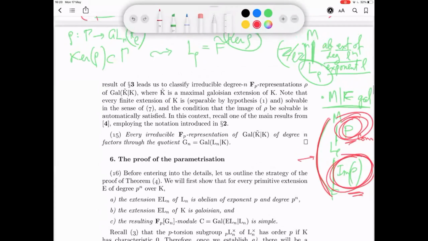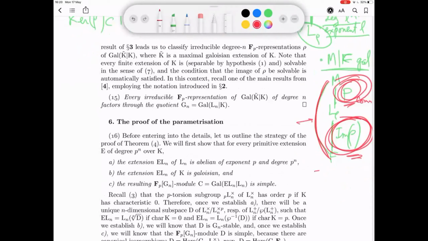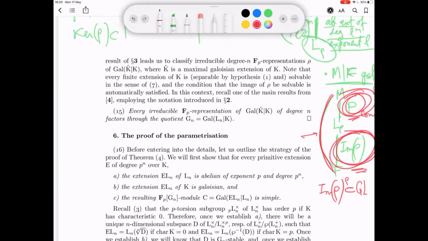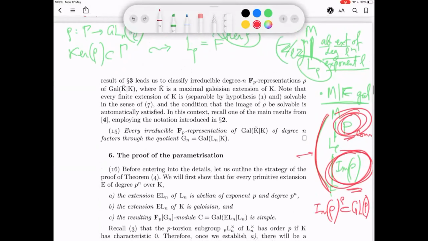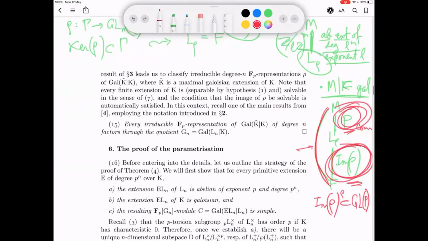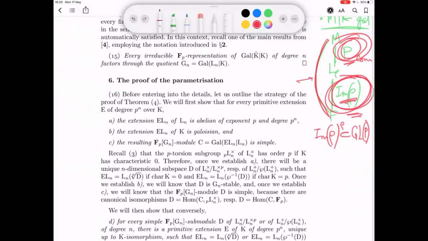Because I'm already given a representation of this row, so to speak, row is in GL of some vector space of P. Let's call it P. Right? So the second condition is that the conjugation action should be equal to the given action.